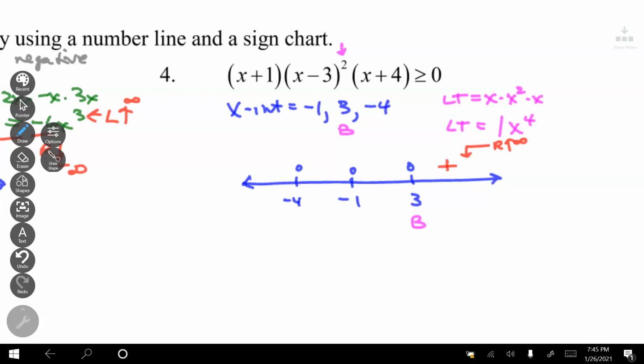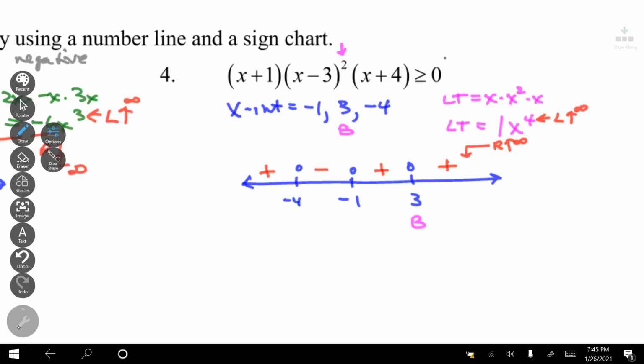And then I'm going to alternate unless I have a bounce, and here at 3 I do have a bounce. So I have to be positive, 0, bounce back to positive, negative, positive, and I pay attention to this fourth root. The left should also be doing the same as the right, going up to positive, and it does match.